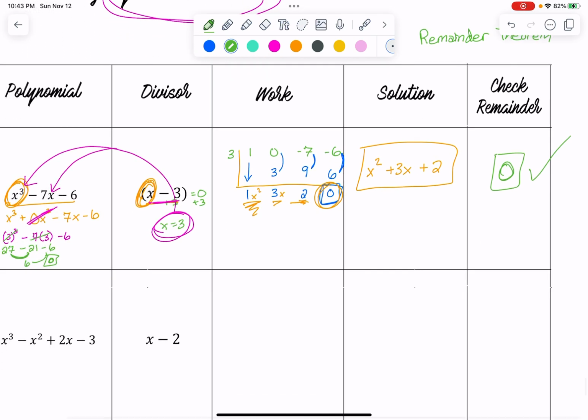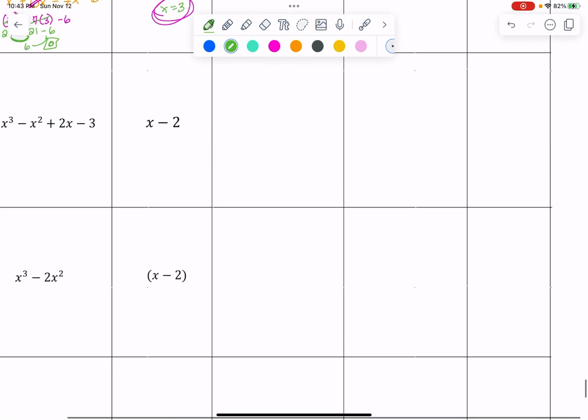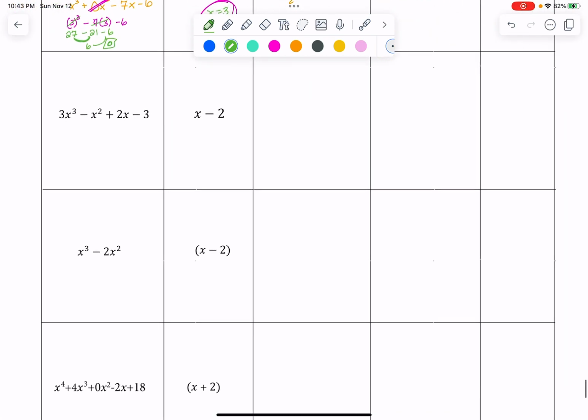Okay, so go through and do that. Fill out all of the boxes here. You just have 3 problems for long division, 3 problems for synthetic division, and that's all I'm going to give you for today.